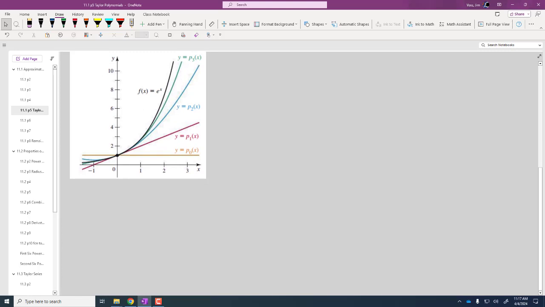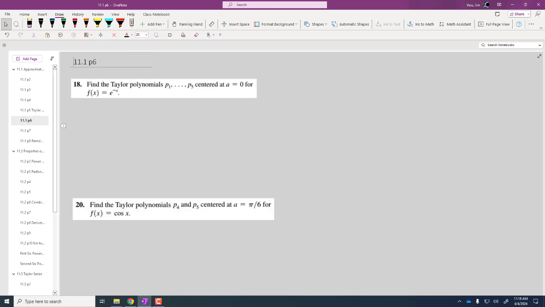So here again is e to the x. P sub 1 is the linear approximation, P sub 2 is the quadratic approximation, P sub 3 is the cubic approximation. Just gets better and better the further you go out in the derivative train. And P sub 0 is just the value. P sub 0 is just what is it equal to at that point.